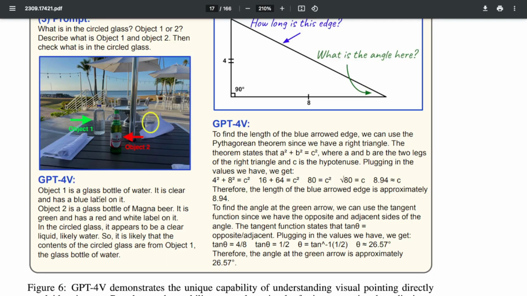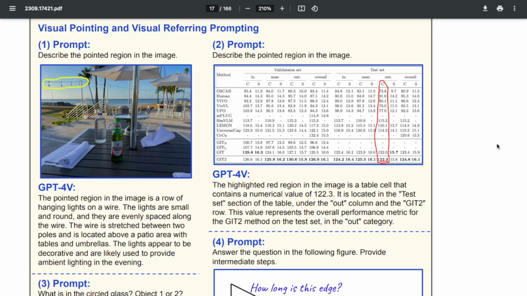Object 1 is a glass bottle of water. Object 2 is a glass bottle of Magna beer. So it is likely that the contents of the circle glass are from object 1, the glass bottle of water. That's pretty insightful if you ask me. Here's some more examples. Describe the pointed region. And it does the analysis correctly. The highlighted region in the image is a table cell that contains a numerical value of 122.3, which is correct. It is located in the test set.